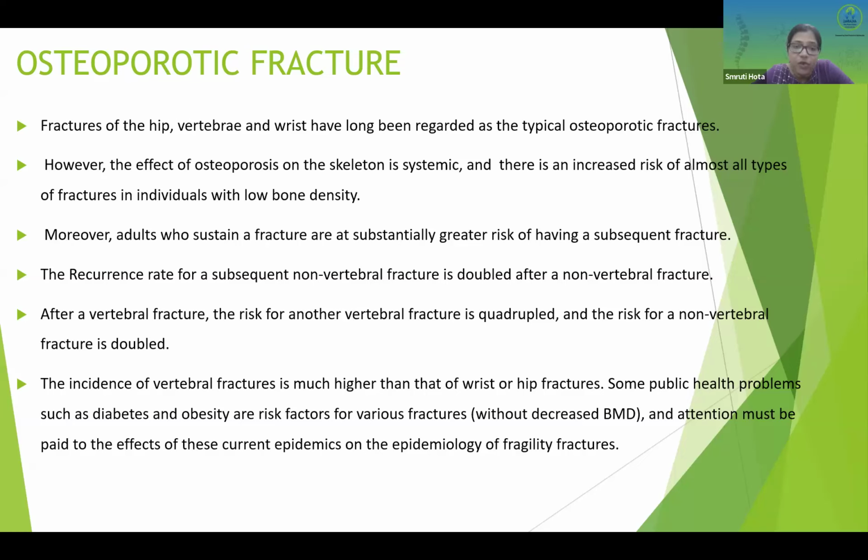What is even more concerning is that a single fracture significantly raises the risk of future fractures. After a non-vertebral fracture, the risk of another non-vertebral fracture is almost doubled. And after a vertebral fracture, the risk of another vertebral fracture is almost 4 times, and the risk of non-vertebral fracture is doubled. So fractures don't happen in isolation. They predict the recurrence of future fractures also.